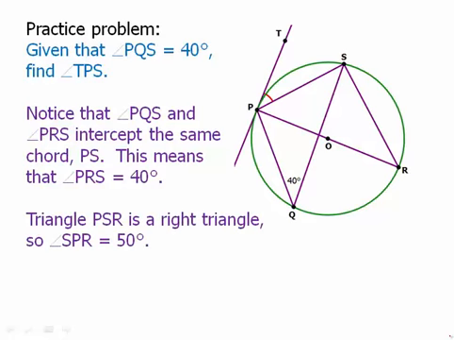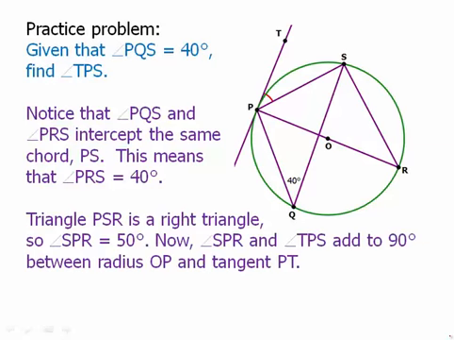Well, now notice that triangle PSR has a right angle because PR is a diameter. So PSR is a right angle. Well, we have 40 degrees at R, we have 90 degrees at S, which means we have to have 50 degrees at P. So that angle, SPR, is a 50-degree angle.